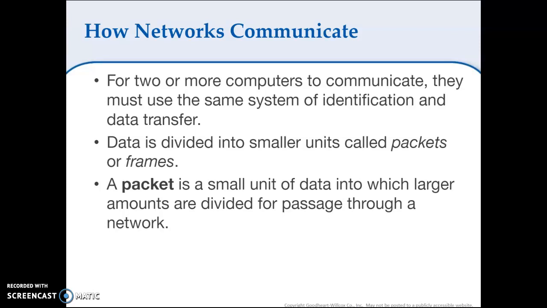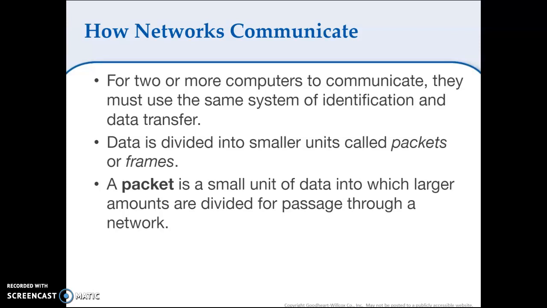At the end of Part 1, we left off with topologies, and now we are going to move on to how networks communicate. Networks do communicate amongst computers, clients and servers that are on the network. For two or more computers to communicate, they must use the same system of identification and data transfer. Data is divided into smaller units, which are called packets or frames, and we will talk about how these packets and frames get passed from node to node.